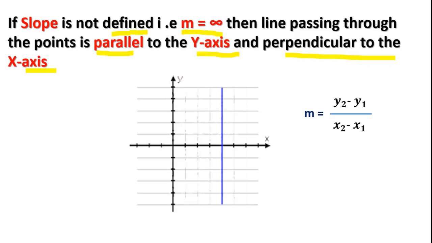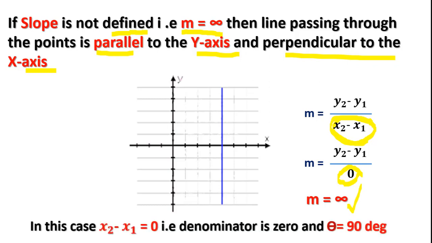In this case, m equal to y2 minus y1 by x2 minus x1, that is x2 minus x1 equal to 0. In this condition, x2 minus x1 equal to 0. Then when the denominator is 0, the total value leads to infinity. That is not defined. That is why in this case x2 minus x1 equal to 0, that is the denominator is 0, and theta equal to 90 degrees. These two conditions will be applicable here. When these two conditions are there, then this is the final condition, that is parallel to the y-axis and perpendicular to the x-axis.